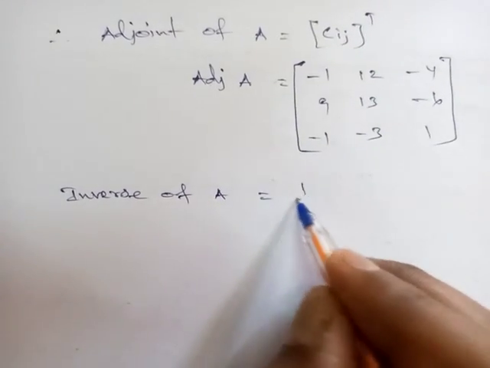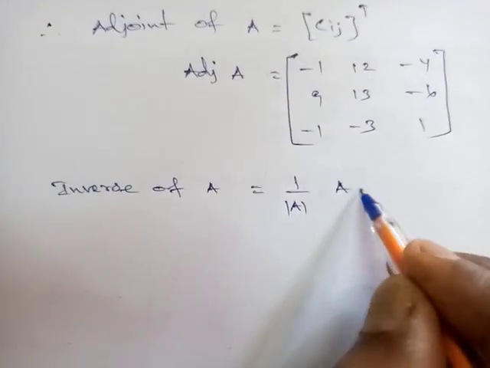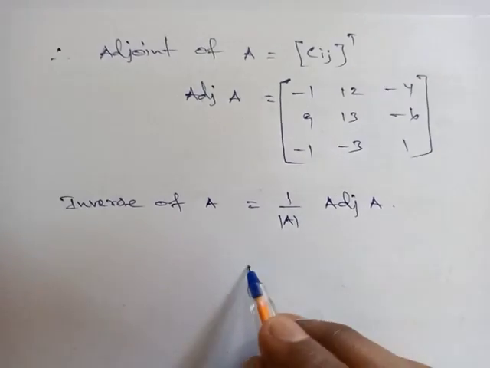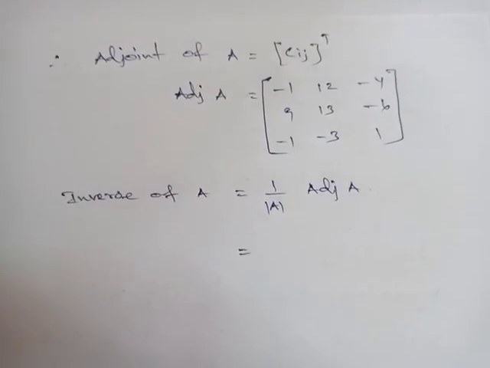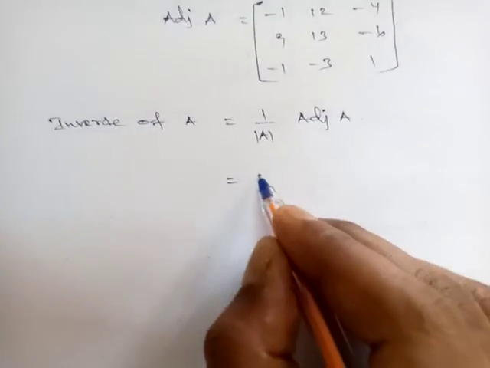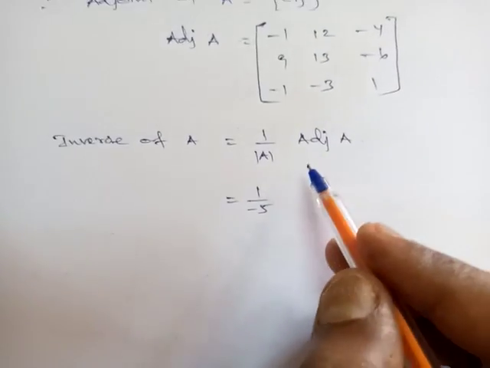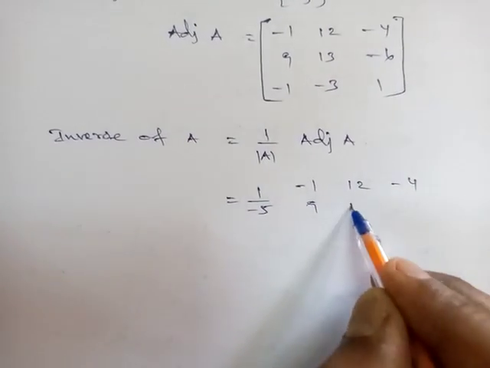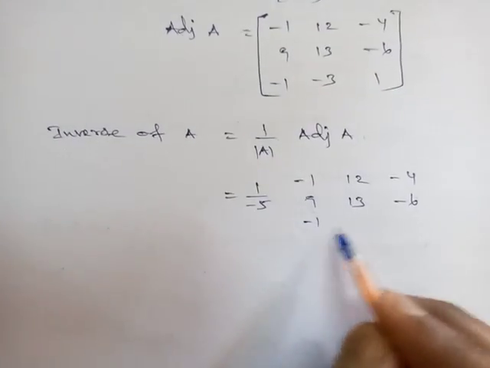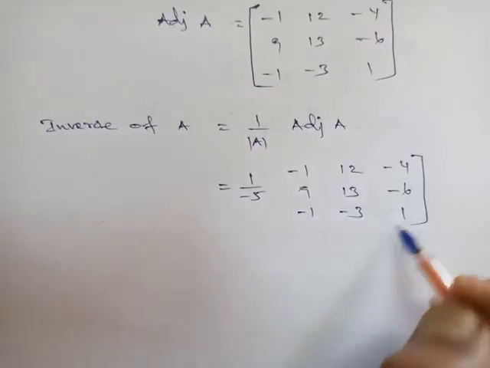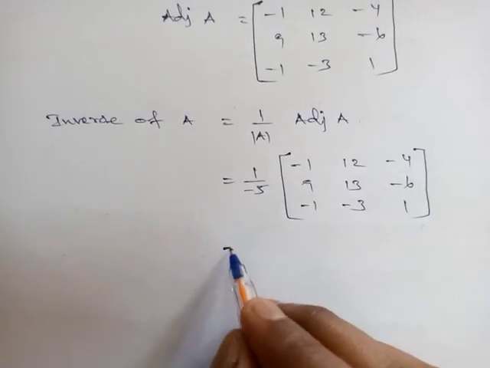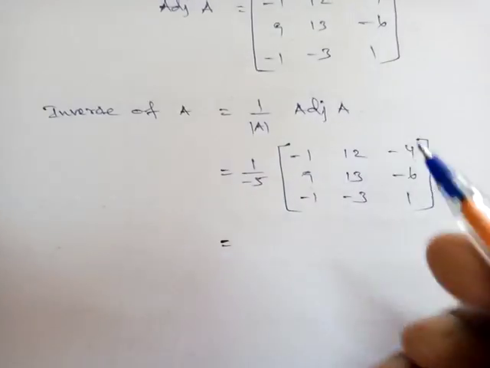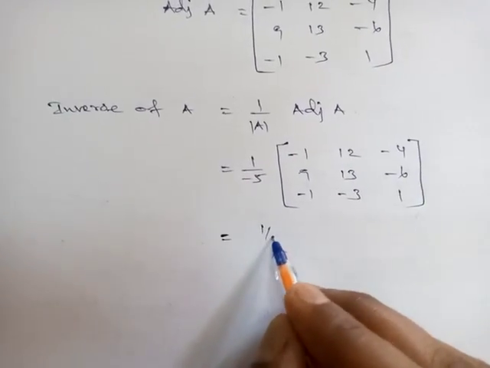What is the formula? 1 by determinant of A into adjoint of A is the inverse of the given matrix A. Here, the determinant we already found is minus 5. So 1 by minus 5 times the adjoint of A, which is minus 1, 12, minus 4, 9, 13, minus 6, minus 1, minus 3, 1. This is the inverse of the given matrix. This 1 by minus 5 is minus 1 by 5, which we can multiply inside. So minus into minus is plus 1 by 5.